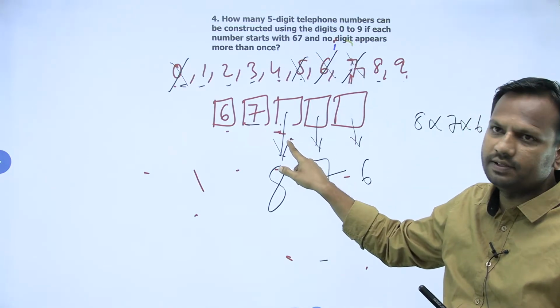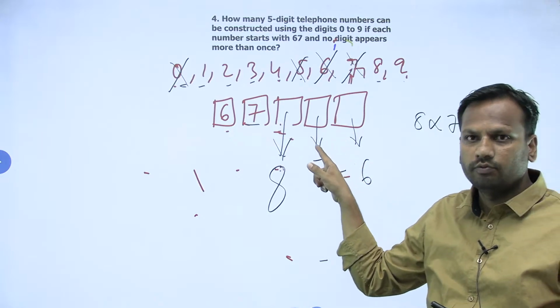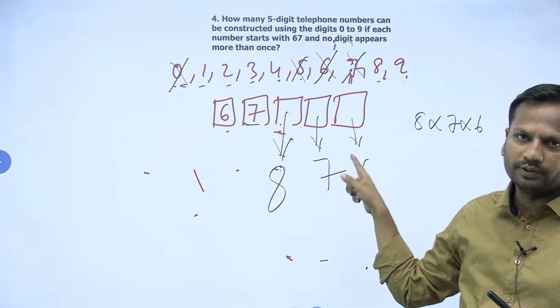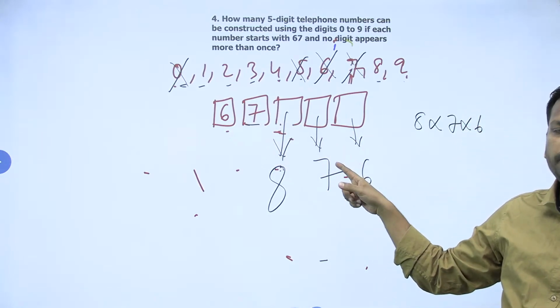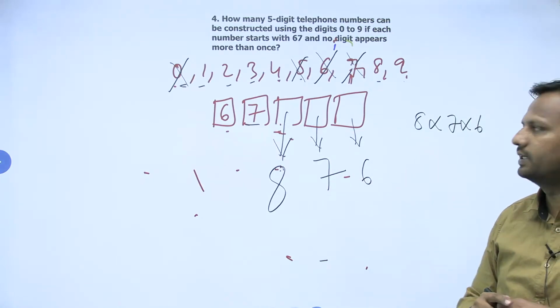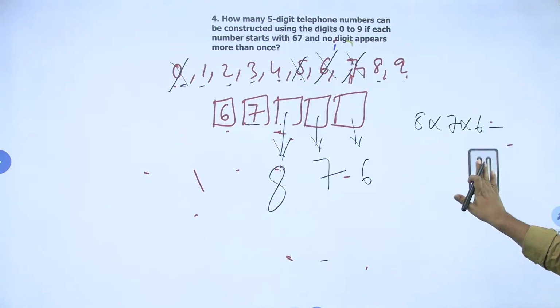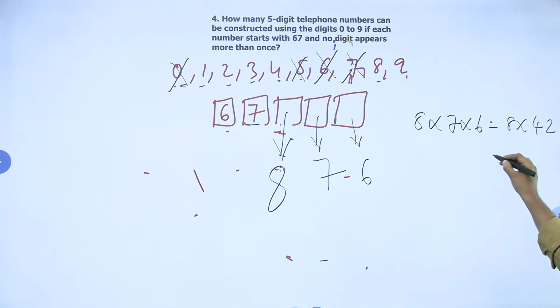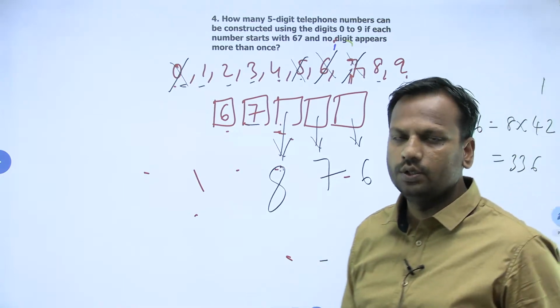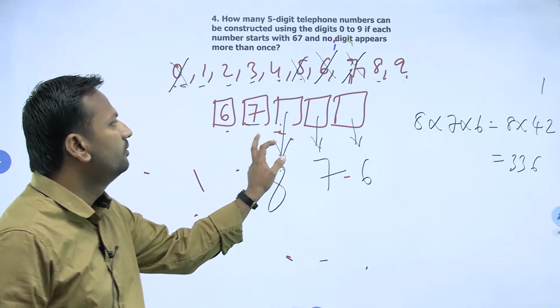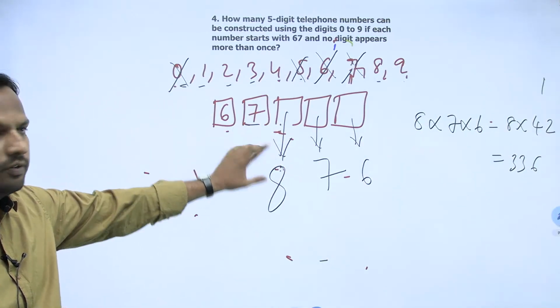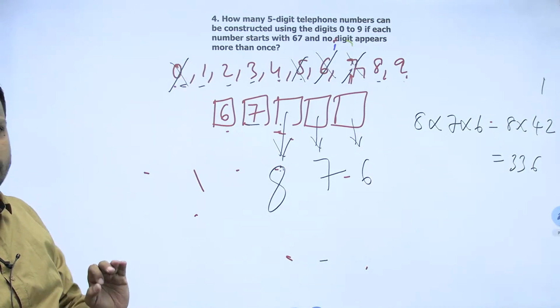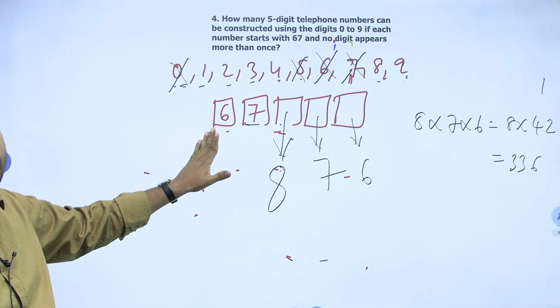In 8 ways I can fill this. And next, once I fill a number, I should not use it once again. Without repetition means next will be remaining 7 and next 6. So total ways will be what now, students? 8 into 42, right? 8 twos are 16, 1 carry, 8 fours are 32 plus 1, 33. In 336 ways you can form the 5-digit telephone number with the given conditions. Got it now, students? So this is all about this problem.